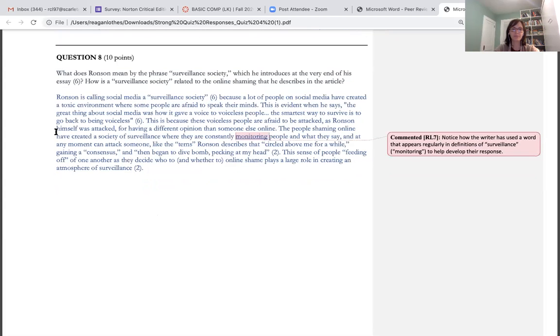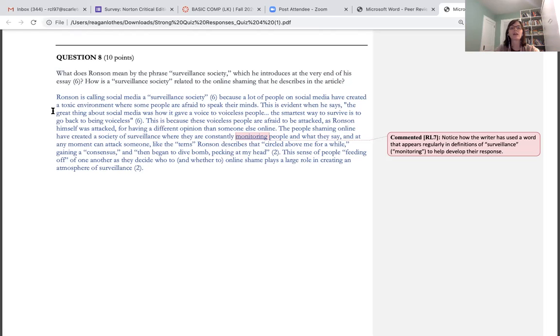to see where that idea is implied in his discussion of online shaming. So Ronson is calling social media a surveillance society because a lot of people on social media have created a toxic environment where some people are afraid to speak their minds. This is evident when he says, and here's our textual evidence to support this claim, "The great thing about social media was how it gave a voice to voiceless people. The smartest way to survive is to go back to being voiceless." So this is because these voiceless people are afraid to be attacked, as Ronson himself was attacked, for having a different opinion than someone else online. And that relates back to that word witch hunt.